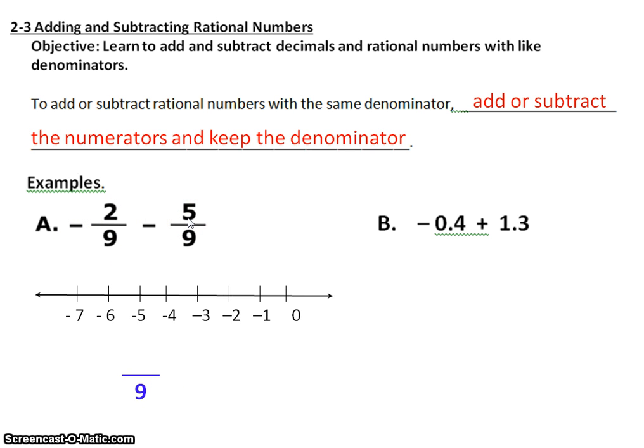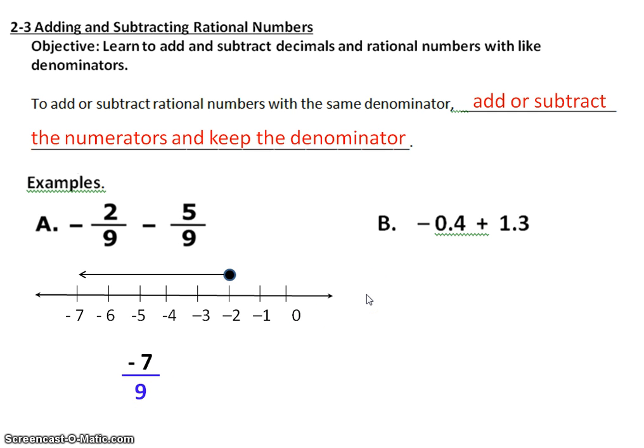Let's take a look at that on a number line. Negative 2 is right here on the number line. If I subtract 5 from negative 2, I need to move to the left 5 units, or 5 spaces, and I'll end up at negative 7. So negative 2/9 minus 5/9 will come out to be negative 7/9.